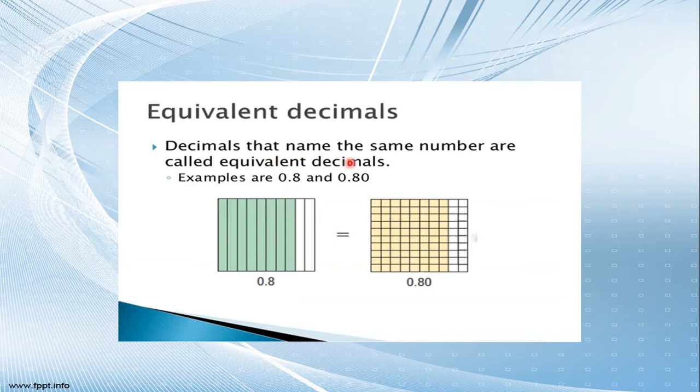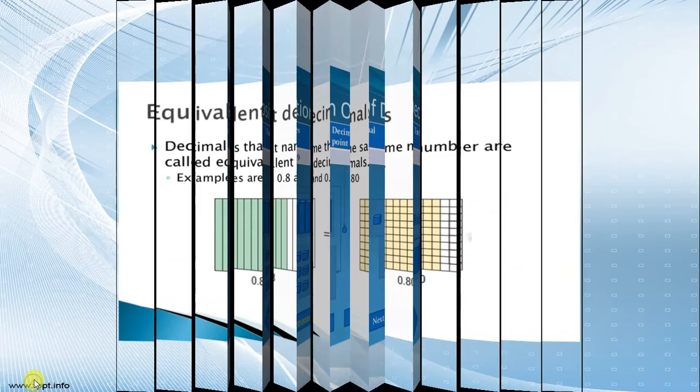Decimals that name the same number are called equivalent decimals. Can you see the example? In this picture, both the fractions are the same. Why? Here 0.8 and here 0.80. At the tenth place we have 8 here, and here also we have 8. So this way they are the same. Examples: 0.8 and 0.80. That way they are the same in number.